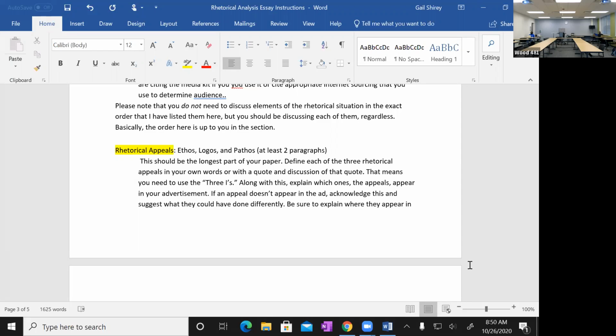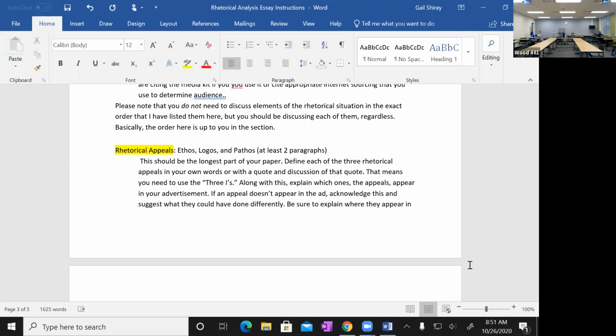Cite it. Thank you. Don't forget to use the 3 I's, which means introduction, who the author is, credential, then your quote, and then a little bit after it, okay? So along with defining each of the 3 in this section, you also need to relate to which ones appear in your advertisement and how it is done.